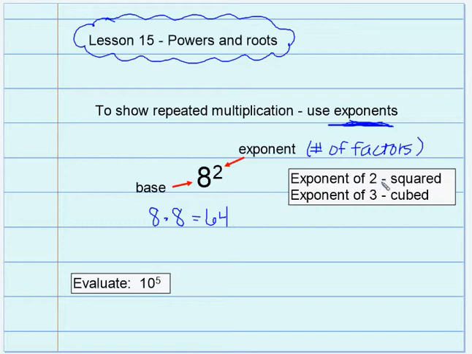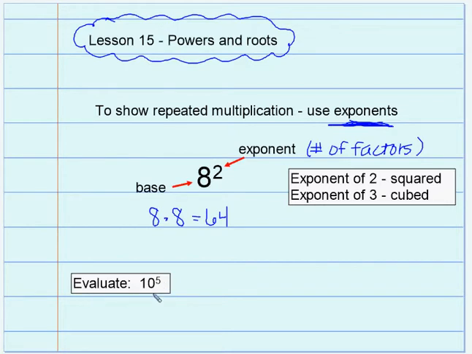Now when you see an exponent of 2, instead of 8 to the second power, you could say 8 squared. And if you have an exponent of 3, you'd say cubed. If it's a 4 or higher, you say the number to the 4th power or to the 5th power. Like this one is 10 to the 5th power.